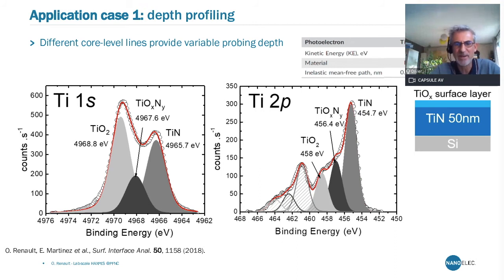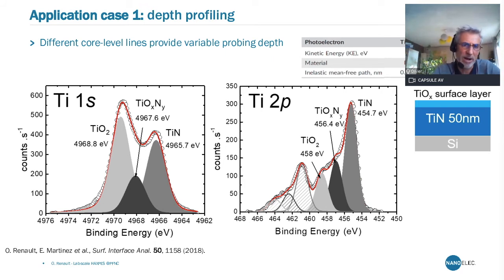So let's take the example of this oxidized titanium nitride material. We can have access to two core level lines, titanium 2p and titanium 1s. Titanium 2p has a low binding energy, which means a high kinetic energy, which means a high mean free path. This is the opposite for titanium 1s, so the K shell of titanium: very high binding energy, which means very low kinetic energy when excited by chromium, and consequently a very low inelastic mean free path. When the mean free path is very low, you have a very high surface sensitivity.